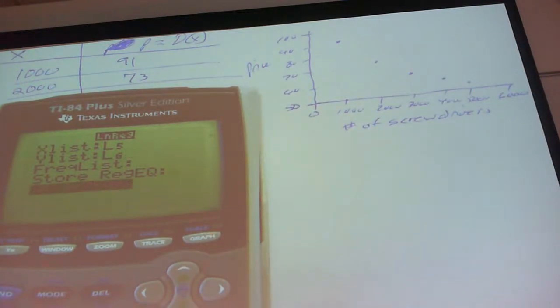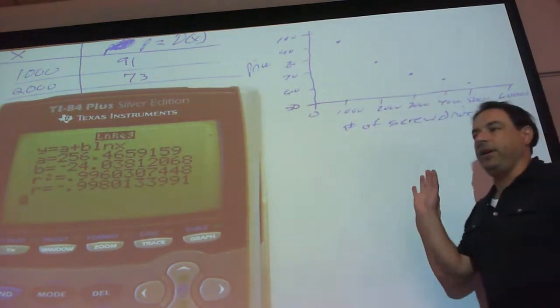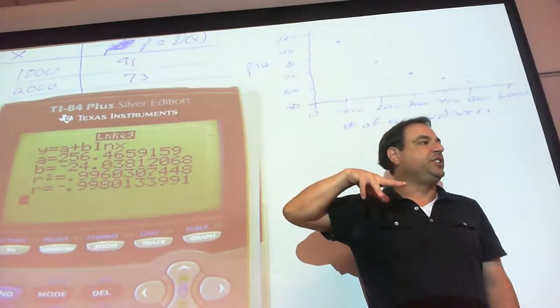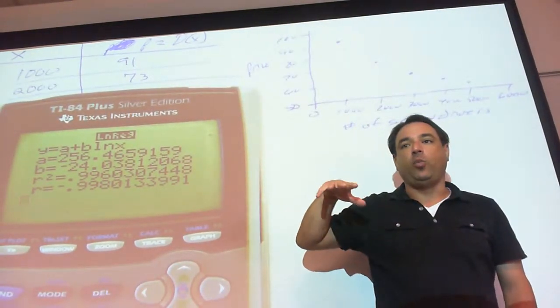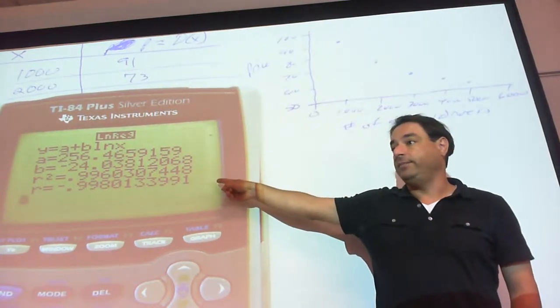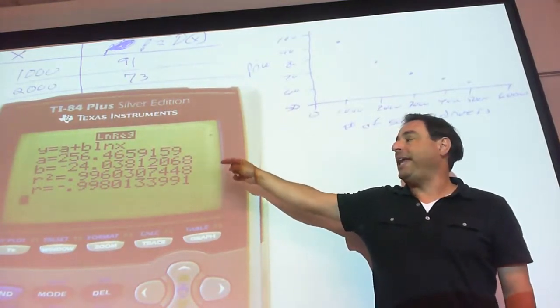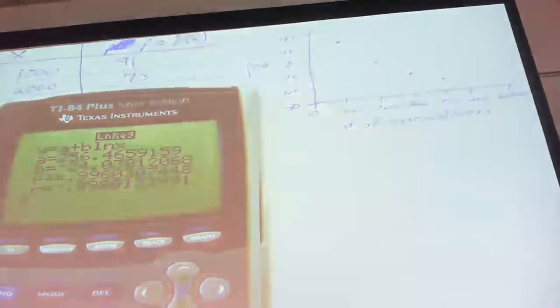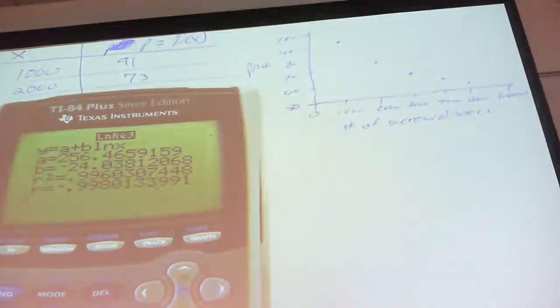Go down to calculate. Everybody should see this. Same number, same everything. Okay? The r squared and the r is just telling us if it's a good fit or not. If it's close to 1, is it a good fit? Is this a good fit? Yeah. Really good fit. Okay? You're going to put a in for a, b in for b. How many decimal places? 3 or 4. If you do the homework, it's going to tell you how many.